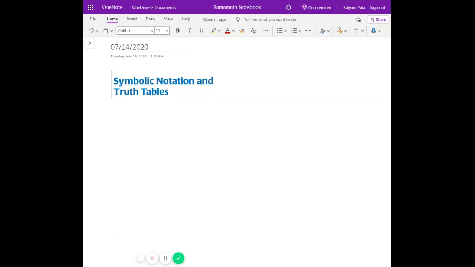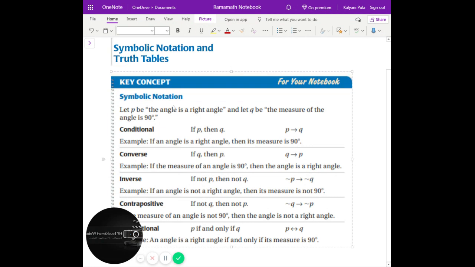Symbols and truth tables. The truth tables are like true or false, whether a given statement is true or false. So that's what we're basically learning today. And there are a lot of logical things in this one too. Now, the concept here is that we're looking at the truth tables.